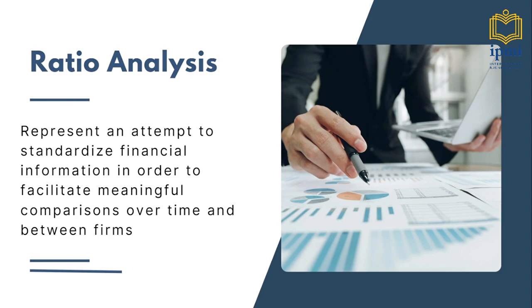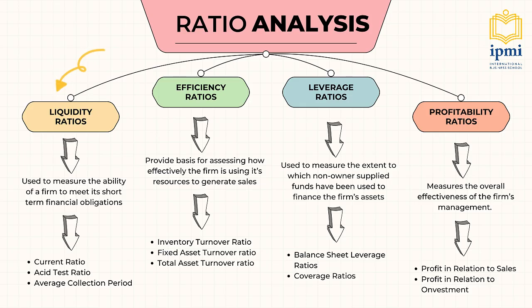Liquidity ratios are used to measure the ability of a fund to meet its short-term financial obligations. Efficiency ratios provide a basis of assessing how effectively the fund is using its resources to generate sales. Leverage ratios are used to measure the extent to which borrowed funds have been used to finance the fund's assets. Profitability ratios measure the overall effectiveness of the fund's management.